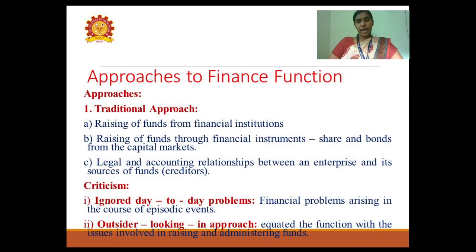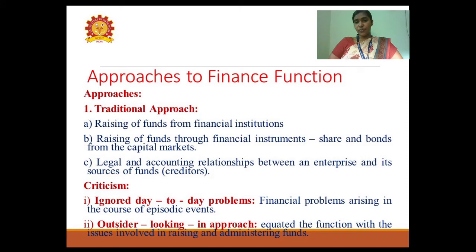Next important aspect in finance: approaches to finance functions. So the first approach is the traditional approach. The second one is the modern approach. First one, traditional approach: raising of funds from financial institutions, raising of funds through financial instruments, shares and bonds from the capital market, and the legal and accounting relationship between an enterprise and its sources of funds, creditors. So that is creditors. So first, the traditional way.